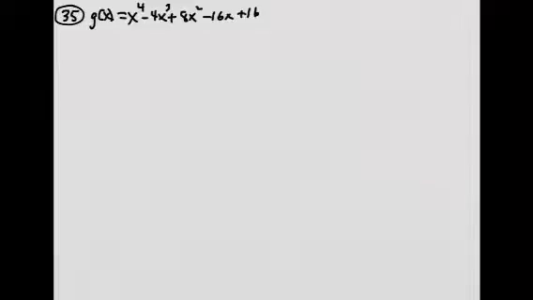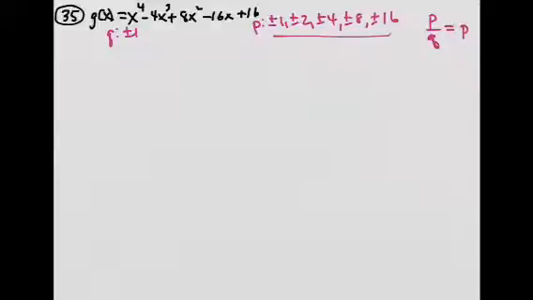Alright, so number 35, I'm going to have to use the p's and q's again. So the p values are your factors of 16, plus or minus 1, 2, 4, 8, and 16. And for q, it's just plus minus 1. So that means that p over q is basically the p list, right? Because since q is plus or minus 1, it's this list right here.